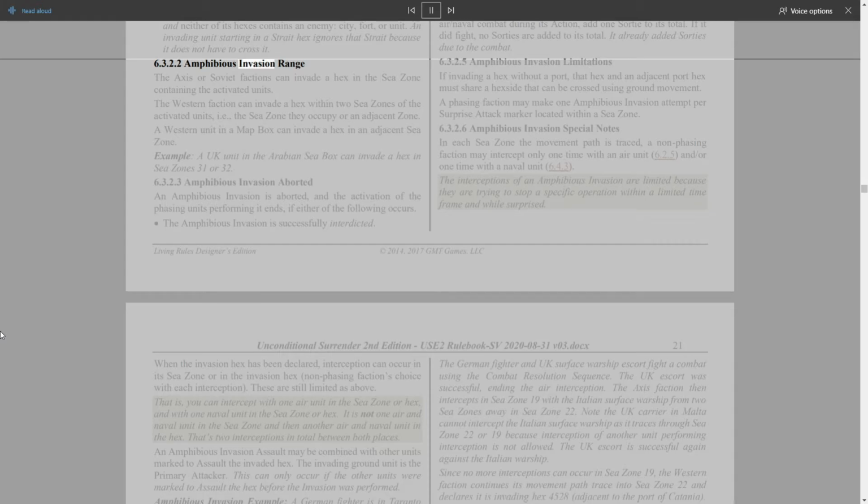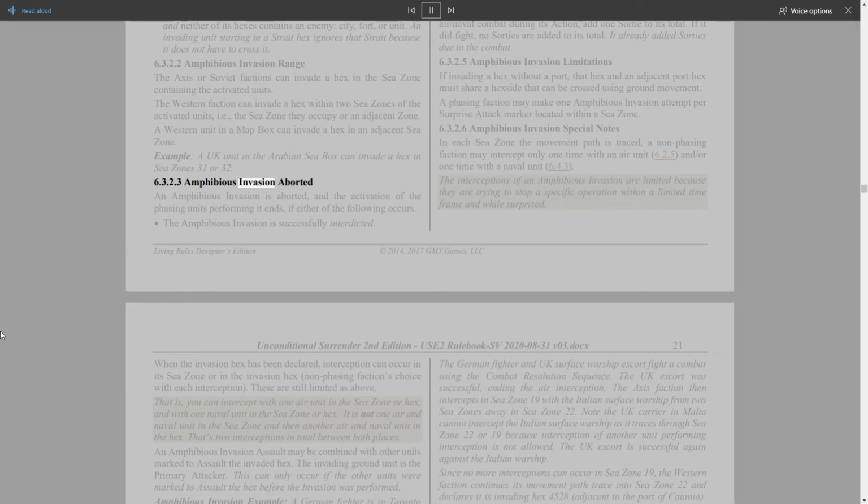6.3.2.2 Amphibious Invasion Range. The Axis or Soviet factions can invade a hex in the sea zone containing the activated units. The Western faction can invade a hex within 2 sea zones of the activated units, i.e., the sea zone they occupy, or an adjacent zone. A Western unit in a map box can invade a hex in an adjacent sea zone. Example, a UK unit in the Arabian Sea box can invade a hex in sea zones 31 or 32.